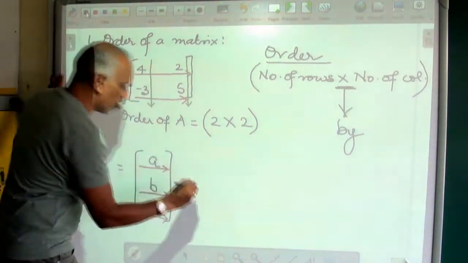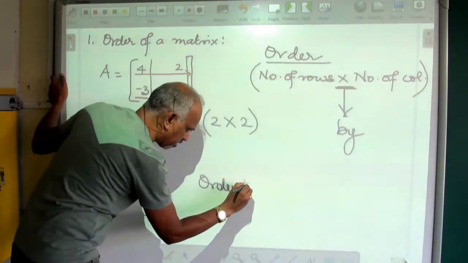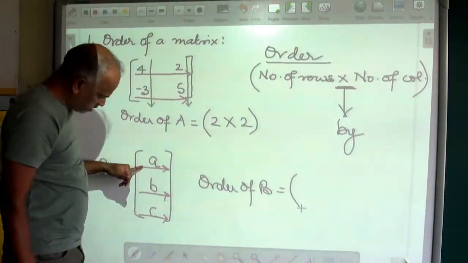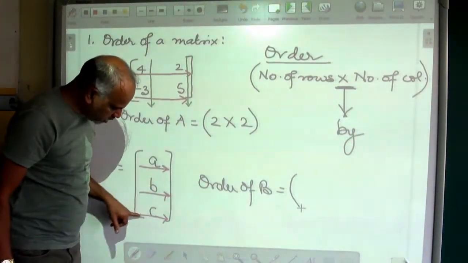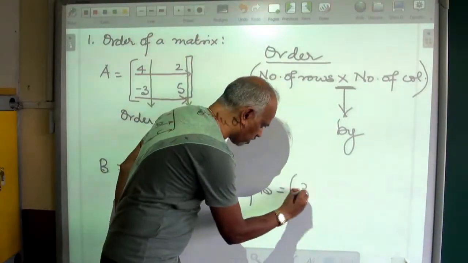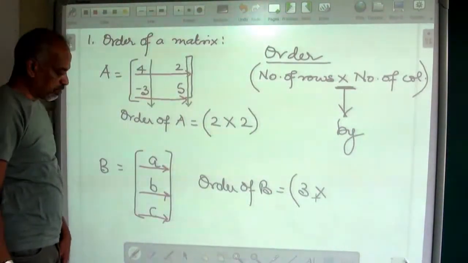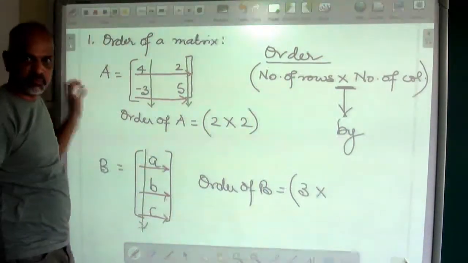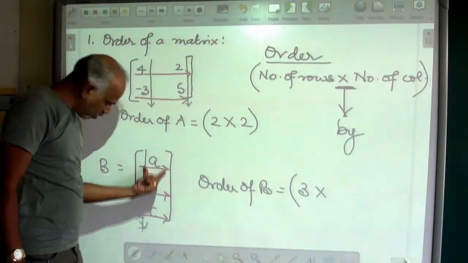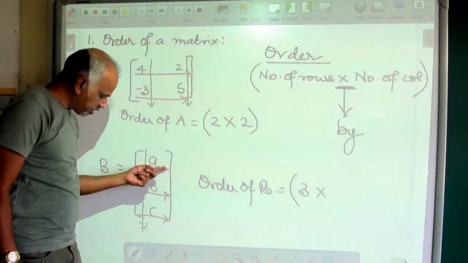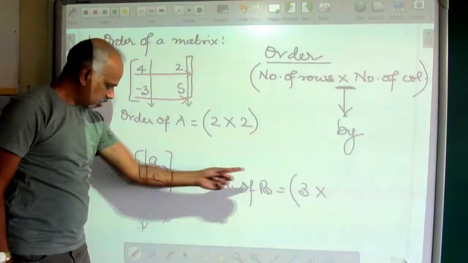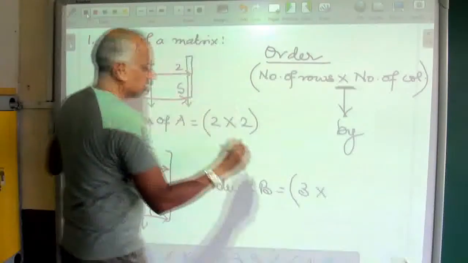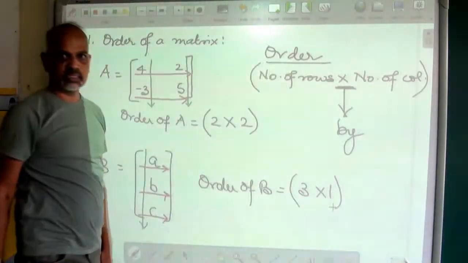So the order of matrix B is number of rows by number of columns. See the number of rows, 1, 2, 3 rows. So this has 3 rows by, you also have to see how many columns it has. The number of columns, that one is a column. There are no more columns. This is the only column which is there. So it has 3 rows that I have written here by, how many columns does it have? It has 1. Okay. So 3 by 1 matrix.